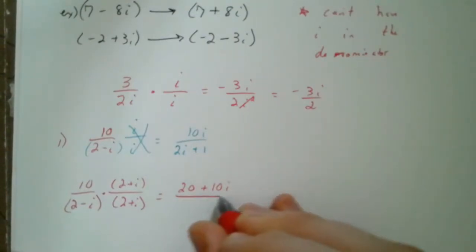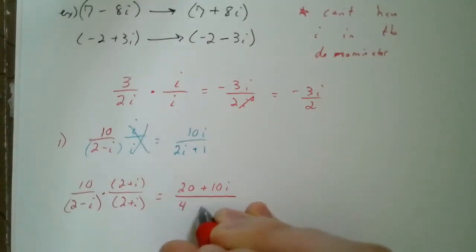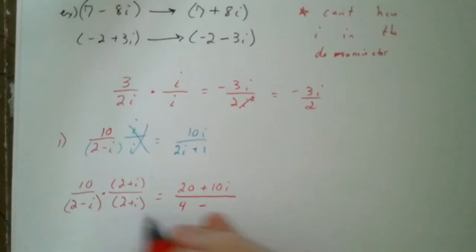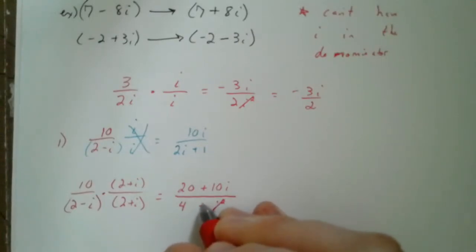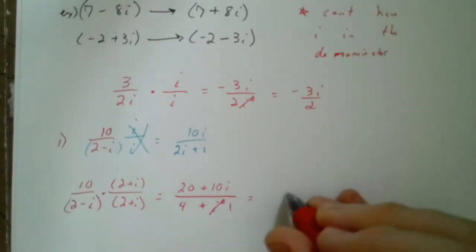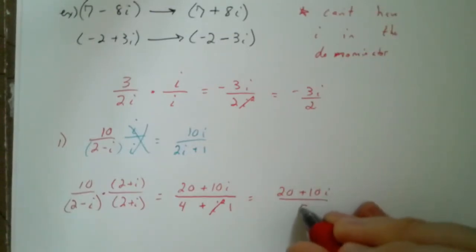Now on the bottom here, I'm going to use a little shortcut. Look at this conjugate. This is like a plus b and a minus b. It's kind of like a difference of squares. So what I do here is I basically square the first one. 2 times 2 is 4. Minus, and then the second one, i times i is i squared. Now we know that i squared is negative 1, so I cross this out and make it plus 1. I end up with 20 plus 10i over 5.